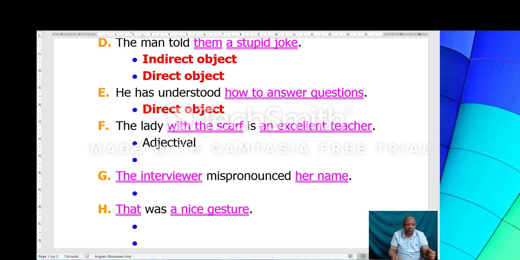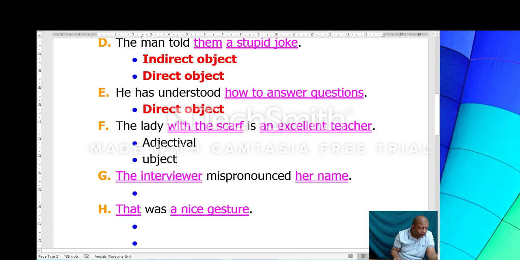An excellent teacher, this is subject complement, because an excellent teacher refers to the lady, and the link between the two, or the bridge, is the verb to be. Subject complement.